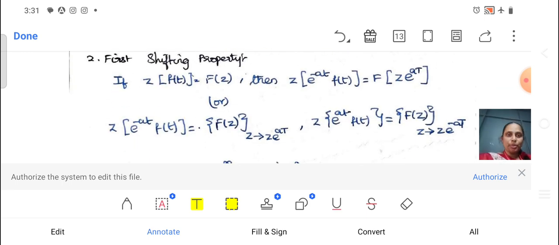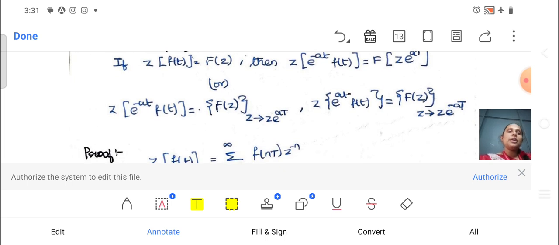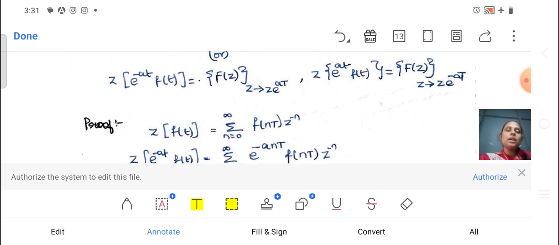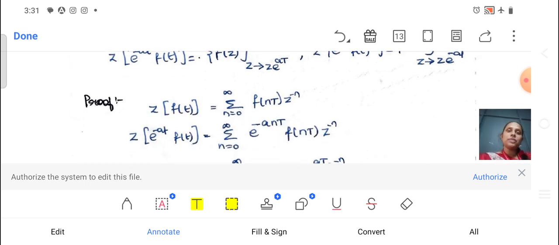Then the shifting property. If Z of f(t) is equal to F(z), then Z of e power minus at f(t) equals F(z into e power at). Next we substitute: Z of e power minus at into f(t) is nothing but F(z) with z tending to z e power at. Z of e power plus at f(t), z varies to z e power minus at. Then we use the same formula for Z of f(t): summation n varies from 0 to infinity of f(nt) z power minus n.